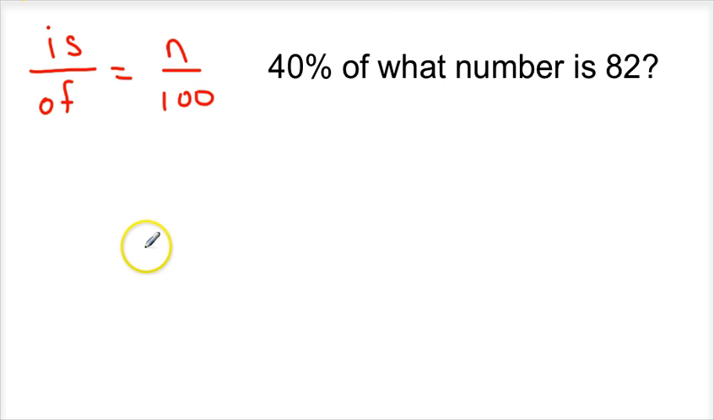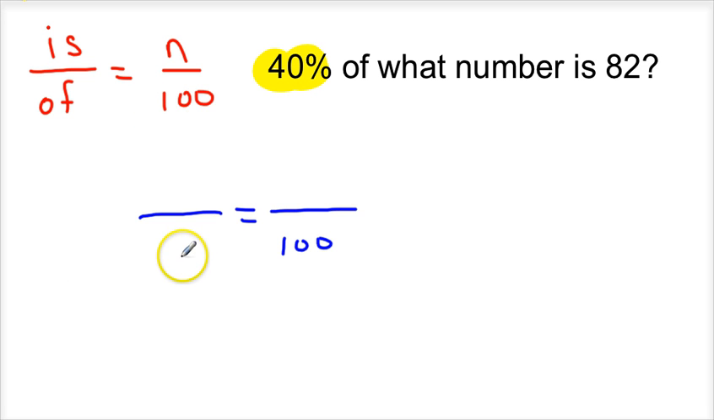Next example. 40% of what number is 82? Starting with my proportions, 100 in my denominator. Doesn't move. First easiest number to identify, the number with the percent sign. If I have a number with percent, say thank you very much and put that right on top. So 40 over 100.